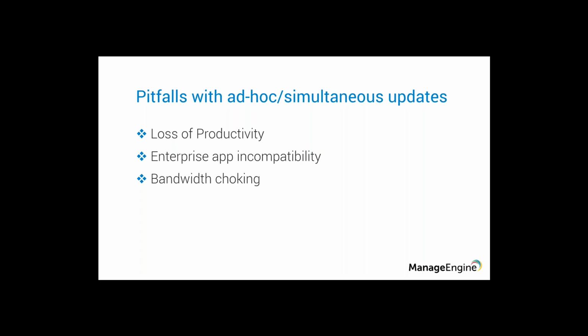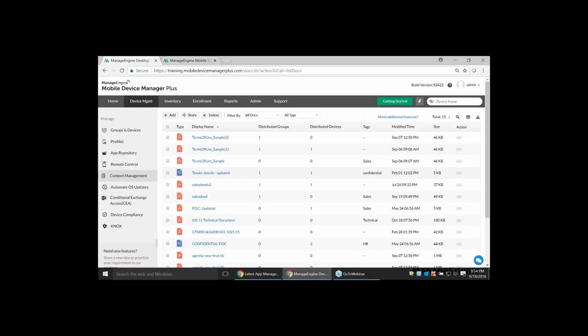The enterprise apps might become incompatible with the latest OS version because we would not know what the manufacturers would pull out. And at the end, there would be bandwidth choking. Well, OS updates do not come in MB or KB, they come in gigabyte sizes. So these are all the pitfalls that you would go through when you deploy the OS updates immediately. So let's see how the OS updates would work for your mobile devices.